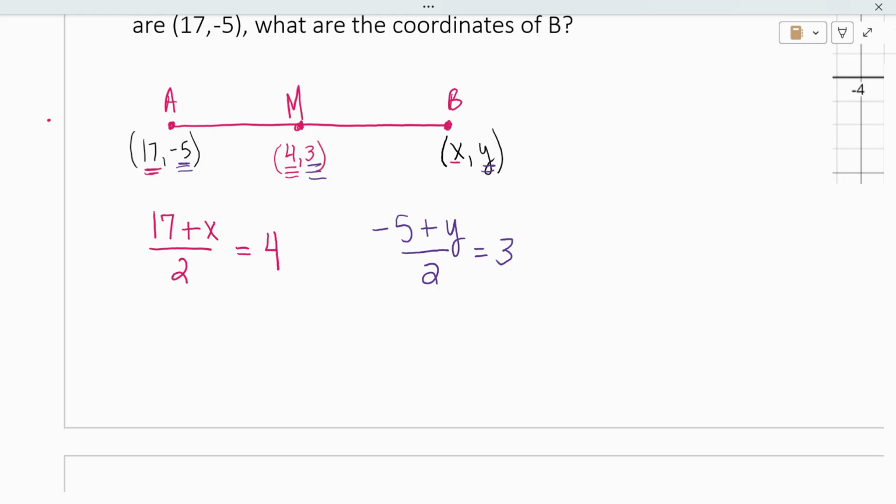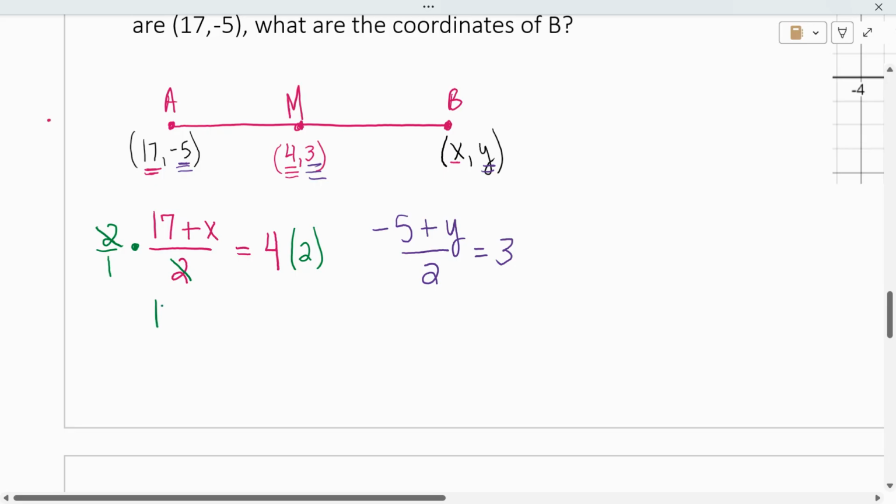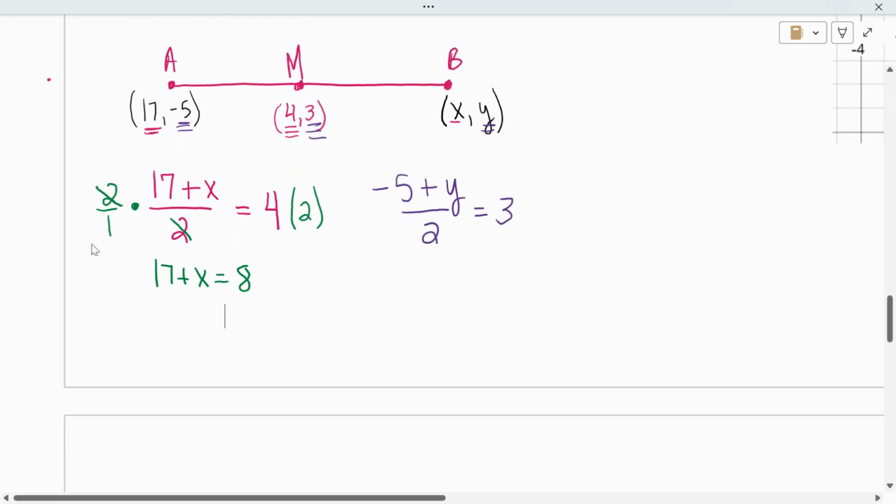How do I get that denominator gone? How do I get rid of the divide by 2? Multiply both sides by 2. Good job. So I'm going to multiply both sides by 2. The 2's cancel out, and I have 17 plus x equals 4 times 2 is 8. How am I going to get x all by itself? I'm going to subtract the 17. So the x coordinate equals negative 9.